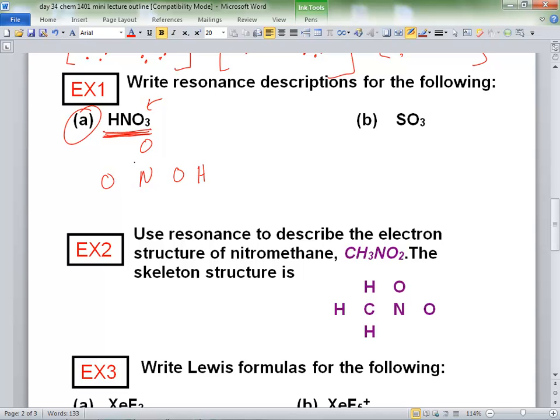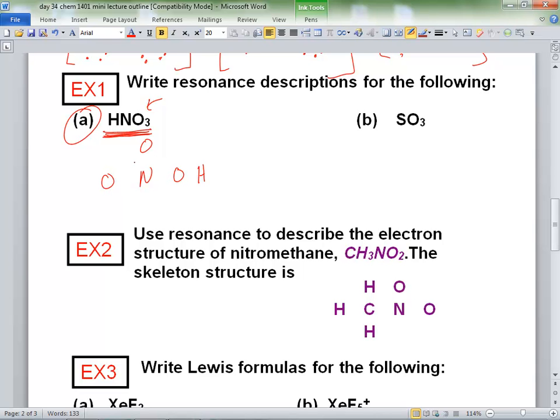So it's octets on everything surrounding. It's octet on that. And now you count up. I bet you've got 24, right? 2, 4, 6, 8, 10, 12, 14, 16, 18, 20, 22, 24. So now, who's not happy? Yeah, there you go. So there's 3 places. You're going to have to draw 3 structures. So for this nitric acid, you should be drawing 3 structures.